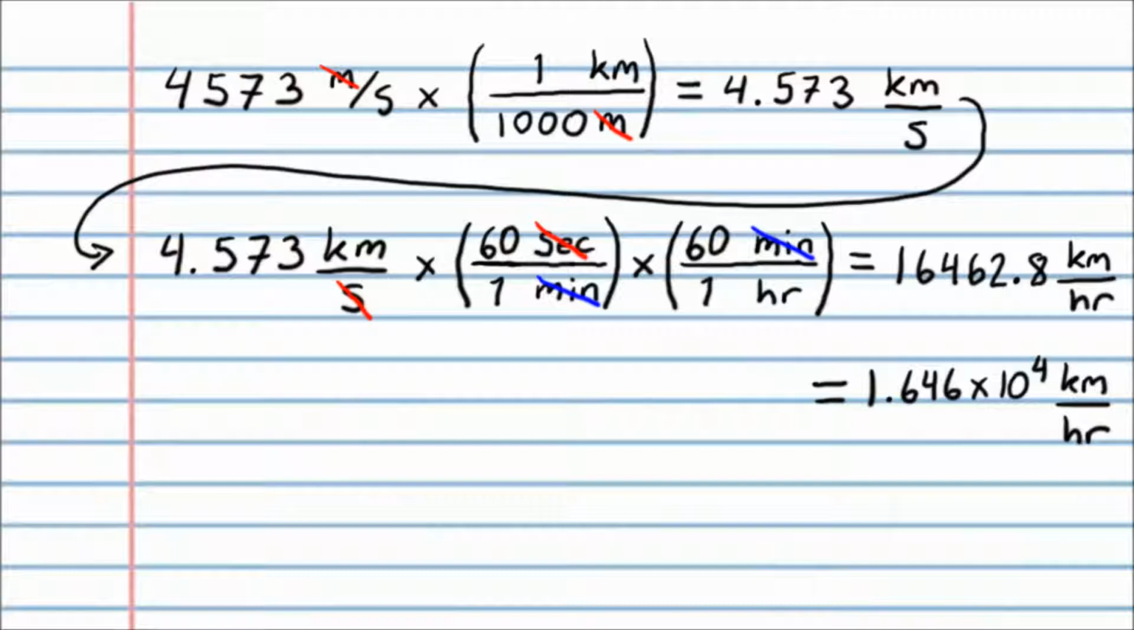And this is a good time to point out something you may not have noticed, and that is that constants don't affect the significant figures. In other words, 60 is a constant, 1 is a constant. They don't affect how many significant figures my final answer is allowed to have, only the original value did. So my original value only had 4 significant figures. That means that my final answer is only allowed to have 4 significant figures. But the constants, 60, 1, 1,000, they don't affect that.